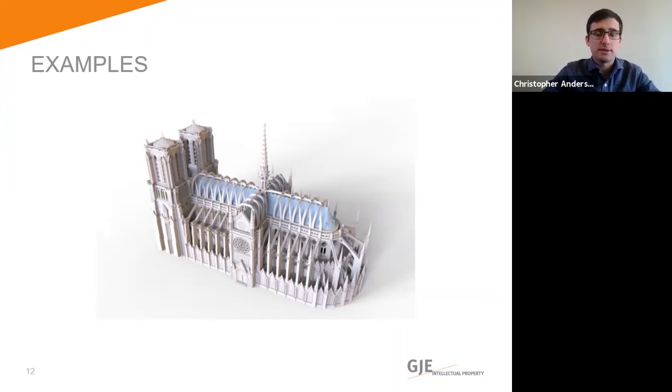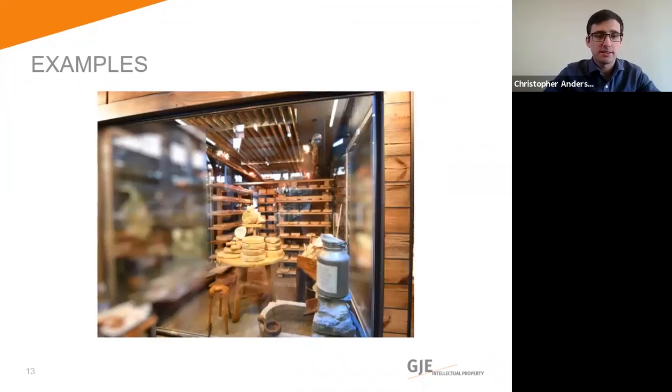As well as the outside of buildings, you have the inside of buildings. So this is a storefront in the shop window of a cheese shop. You can see that careful attention has been paid to the way this looks. And you can imagine that the shop owner would be quite annoyed if a shop opened up a few doors down that had a very similar looking front. And so again, this is something that can be protected using designs.